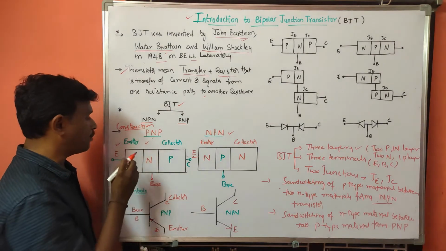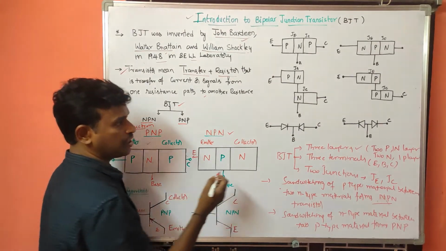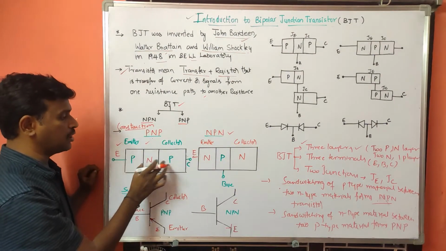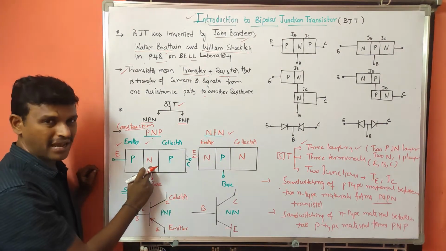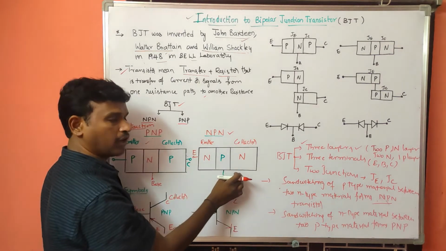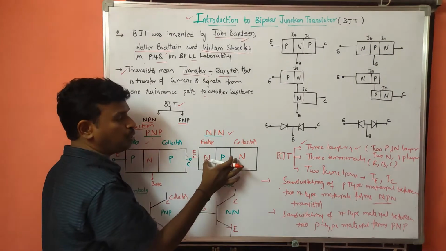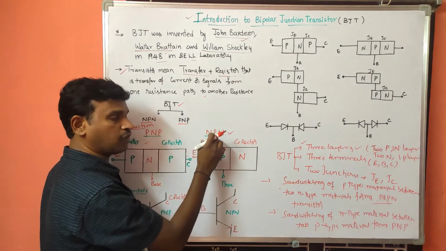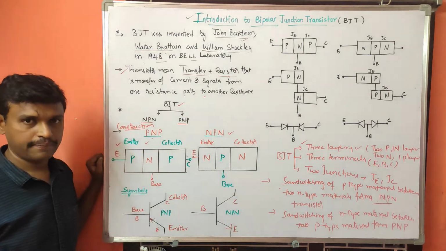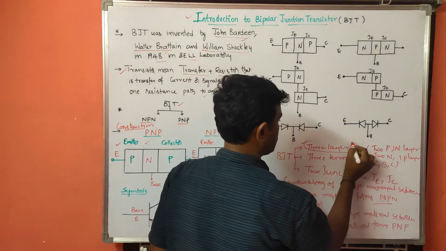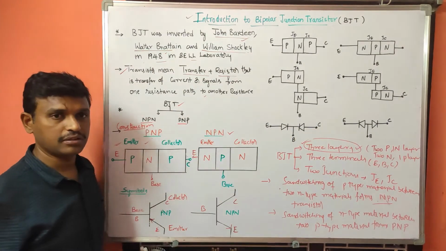Now we have three terminals. These are the three layers we have in a PNP transistor: two P layers and one N layer, totally three layers. Similarly, for an NPN transistor, two N layers with one P layer in between them form the NPN transistor. So this is the concept: the BJT consists of three layers.